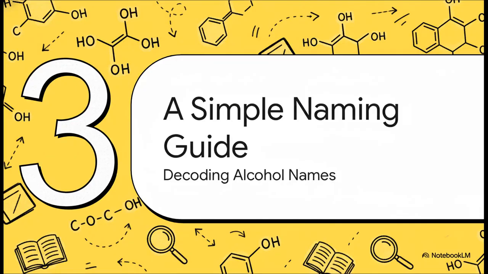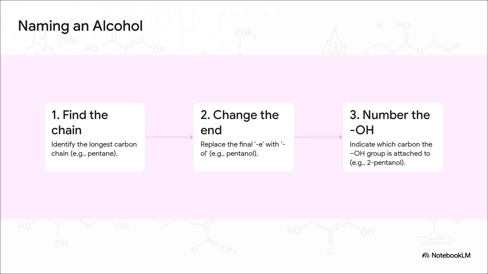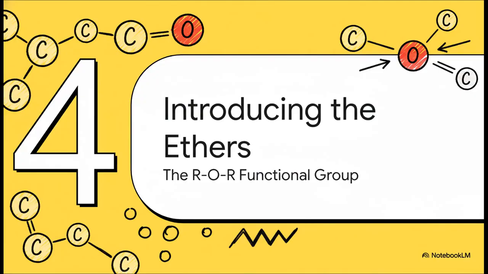Okay, those names might look a little intimidating, but I promise there's a really simple logic to them. Let's quickly break down the naming system so you can basically decode them yourself. It's really just a three-step recipe. First, you find the longest chain of carbons. 5 carbons is pentane. Easy. Step 2, because it's an alcohol, you just drop the E from the end and add ol. So pentane becomes pentanol. And finally, you just add a number to say where that OH group is. In this case, it's on the second carbon, so 2-pentanol. See? Simple.